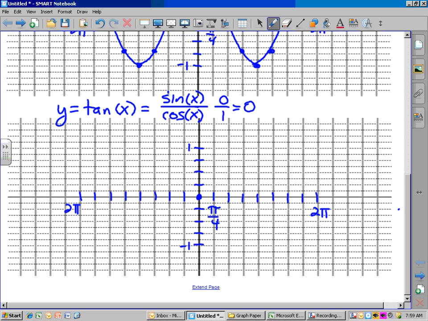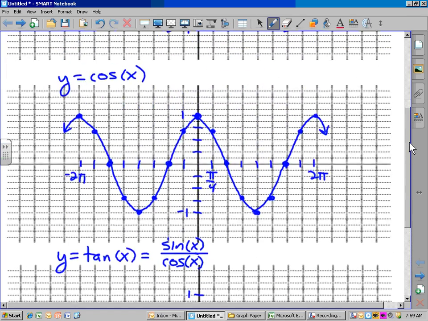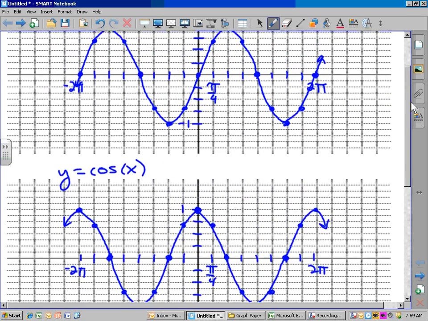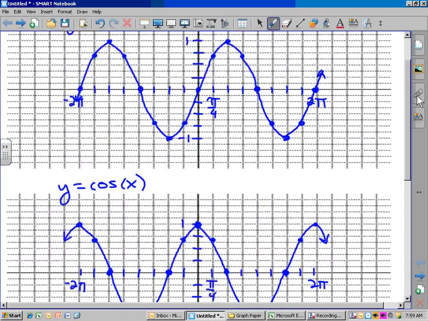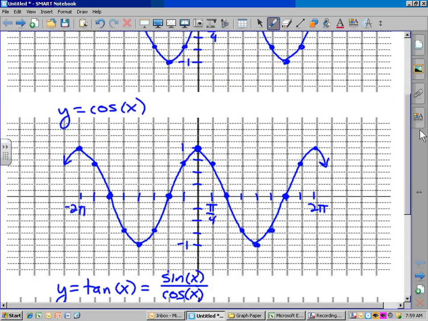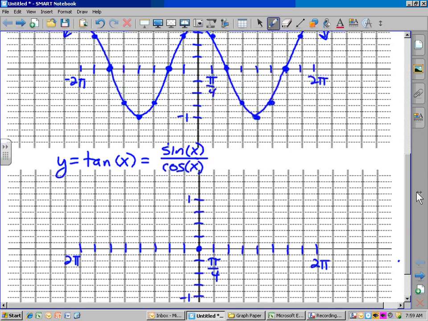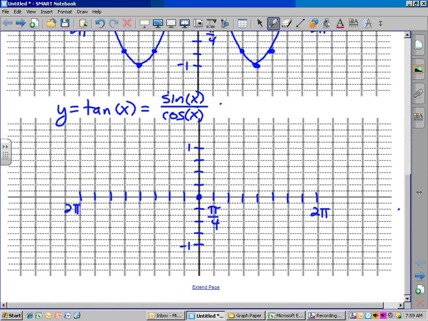All right, so let's do that again for 45. 45 degrees. Where is sine? About 0.7. Where's cosine? About 0.7. So what's 0.7 over 0.7 approximately? Or exactly 1. So we're at 1.